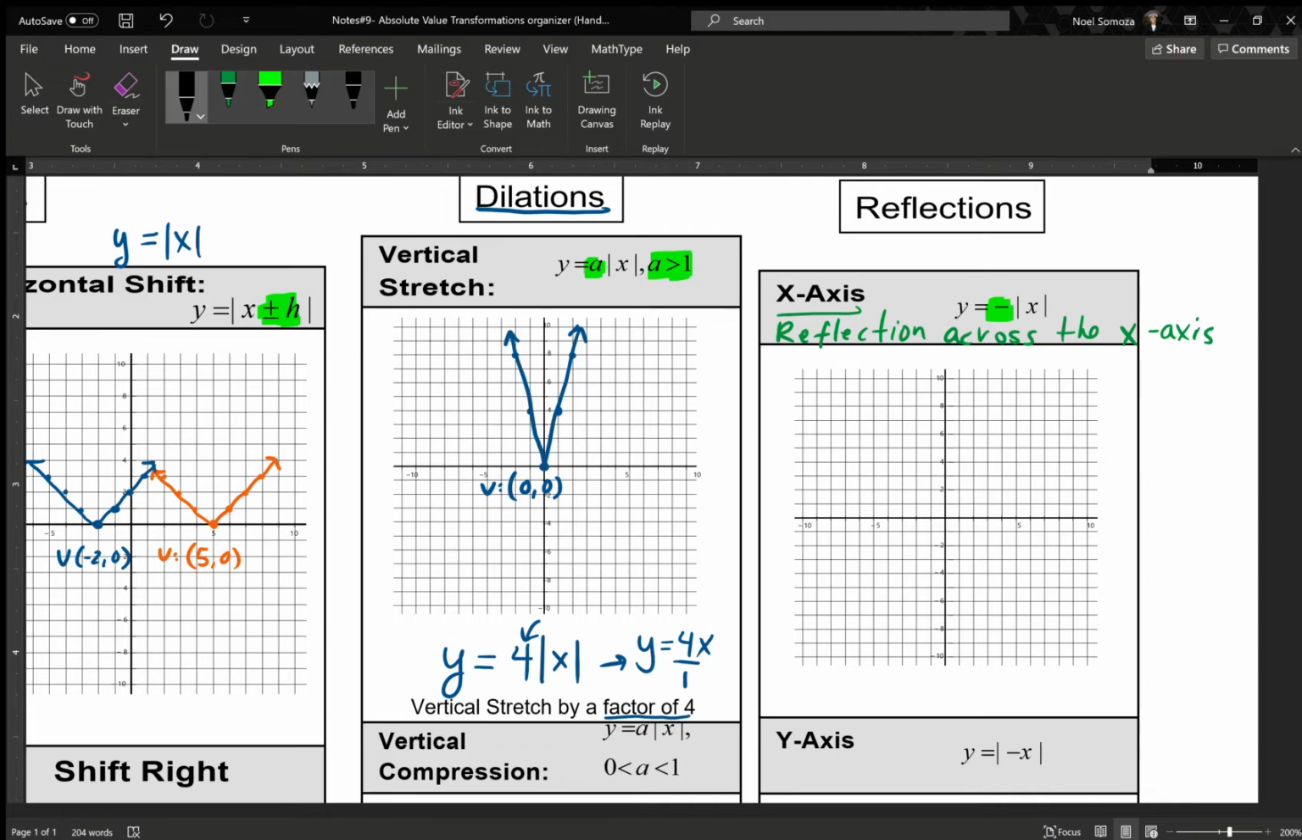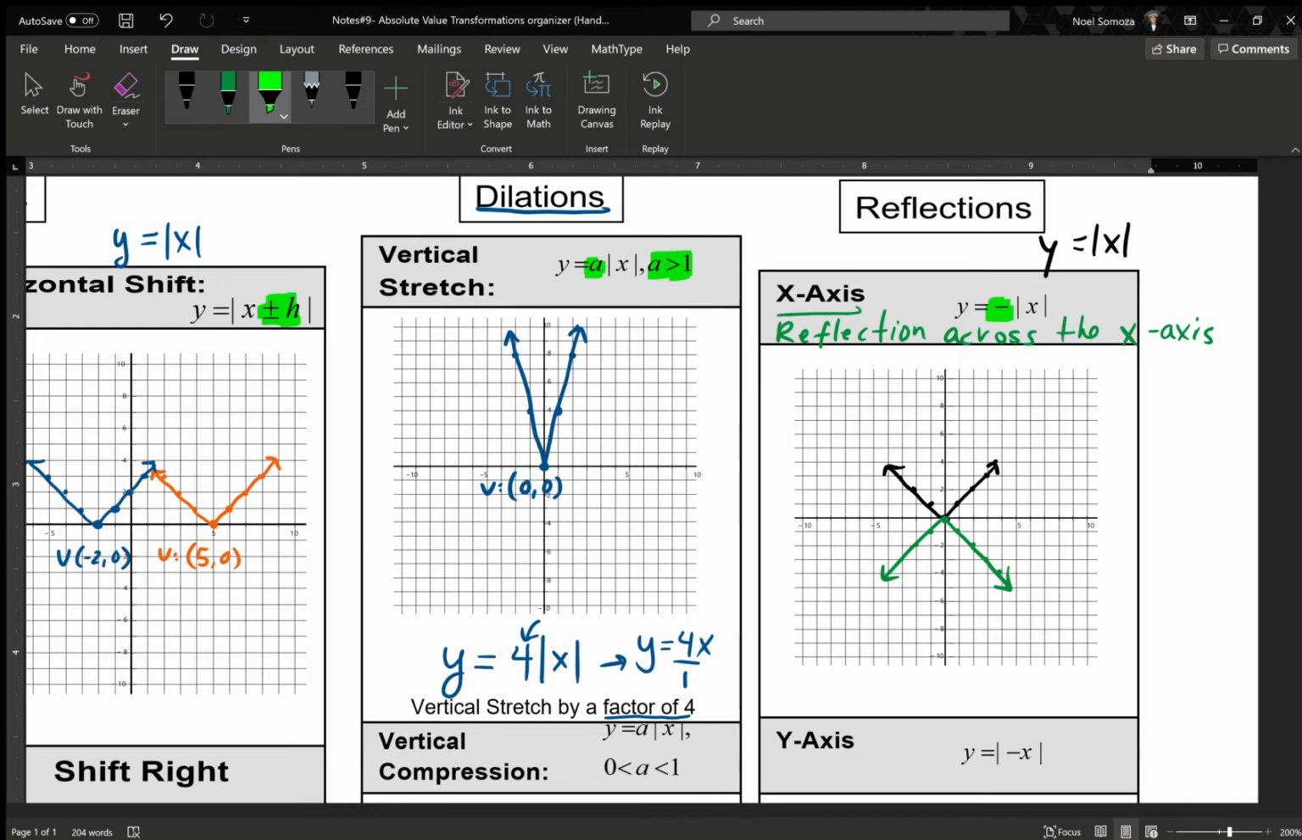So let's say I draw my parent function first. My parent function is y equals absolute value of x. That's pretty simple. I have a vertex here. It has a slope of 1. So I get a v that looks like this. So a reflection across the x-axis means just flip the v around. So then it's the opposite. I would have a v that actually goes in the opposite direction. And there it is. That's what it means to have a reflection.